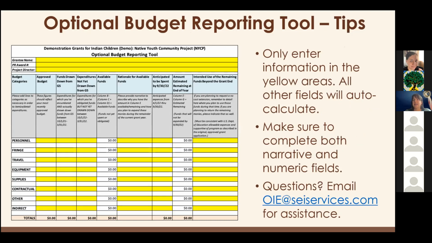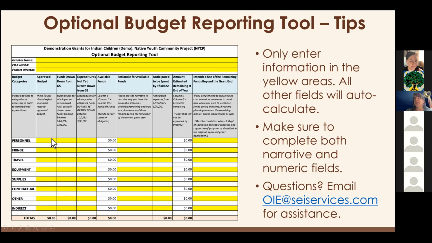So this screen highlights the sections of the optional budget reporting tool where you actually enter information. So up at the top, you see the grantee name, award number, project director, right? Just so that it's easily referable to which grantee and which grant this is speaking to. For this APR, you're only reporting in those categories. It's not a line by line item. You're reporting just those top level categories for personnel, fringe, travel, etc.